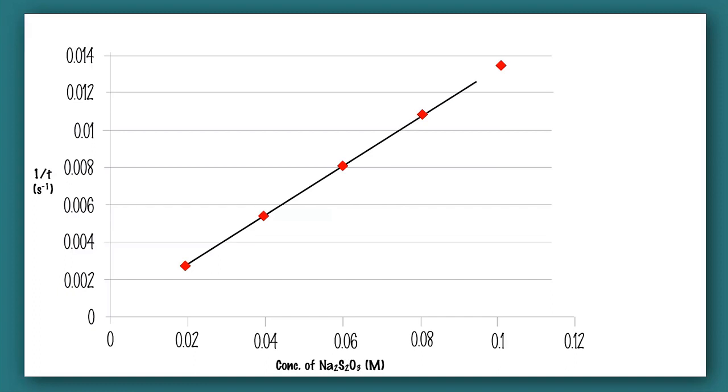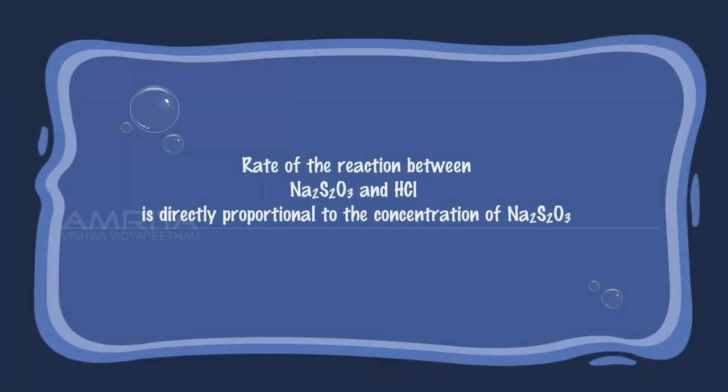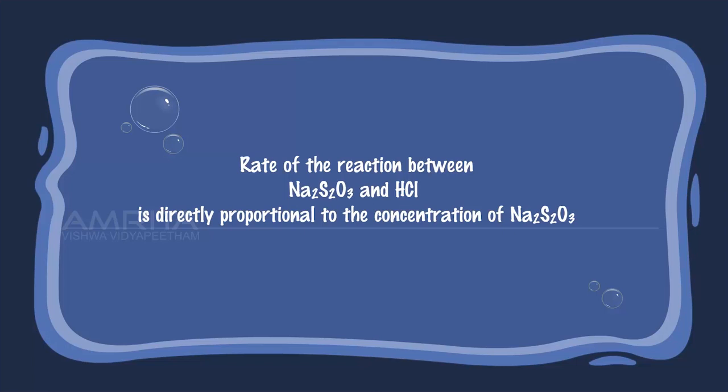A straight sloping line is obtained. From the graph, it is clear that 1/T is directly proportional to the concentration of sodium thiosulphate. But 1/T is a direct measure of rate of the reaction. Therefore, the rate of reaction between sodium thiosulphate and hydrochloric acid is directly proportional to the concentration of sodium thiosulphate.